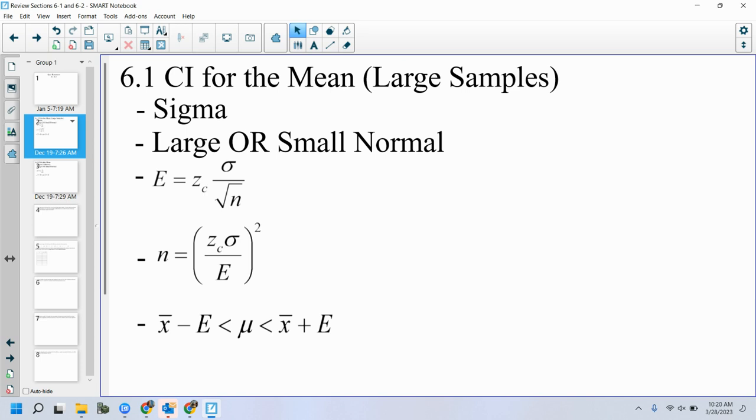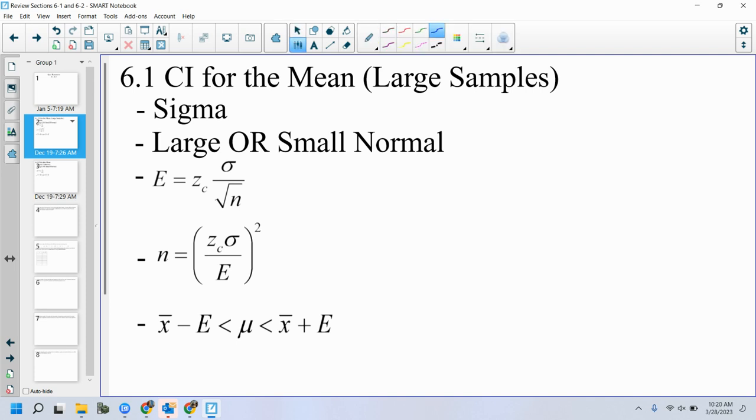And that comes from the table, right? You're going to have either the Z table or the T table. You've got your T table as well as your Z table. You're going to use your Z table for when the sigma is known. You're going to use the T table for when the sigma is unknown. That's in the two sections. All right, so your error margin is ZC times sigma over the square root of N.